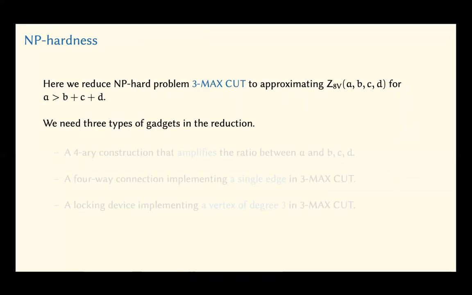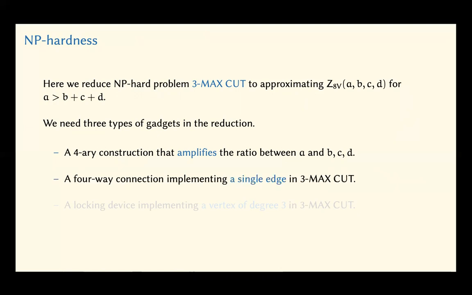We need three types of gadgets in this reduction. The first type of gadget is the Fourier construction that amplifies the ratio between A and BCD. The second is a four-way connection implementing a single edge in 3 max cut. And the final one is a locking device implementing a vertex of degree 3 in 3 max cut. In the next three slides, I will show each of them.